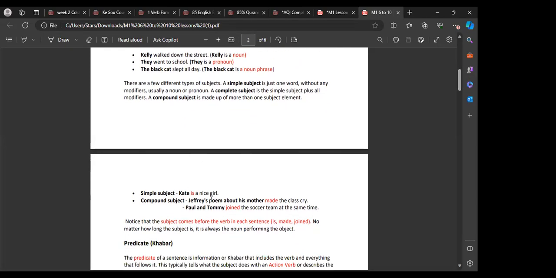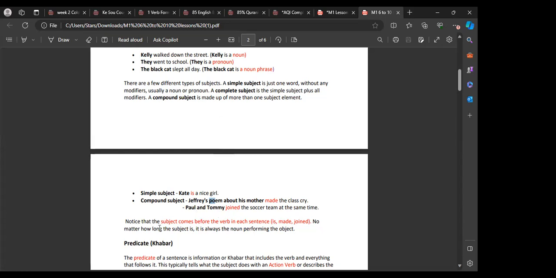Simple subject: Kate is a nice girl. And the compound subject, as difficult and as compounded: Jeffrey's poem about his mother made the class cry. So the subject is poem, but you have all of the extra information that it's Jeffrey's poem and it's about Jeffrey's mother. So all of it counts as the subject, but the main subject is poem, and this is an example of compound subject. Or you can say Paul and Tommy joined the football team at the same time. In this case, you have two subjects, Paul and Tommy, two participants.